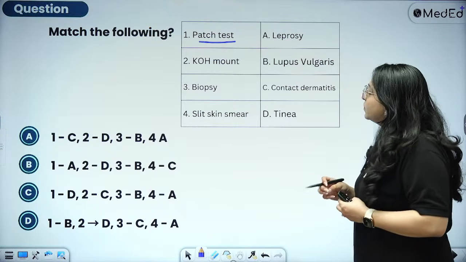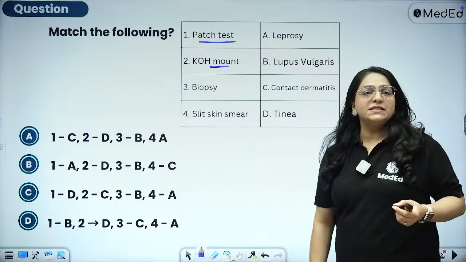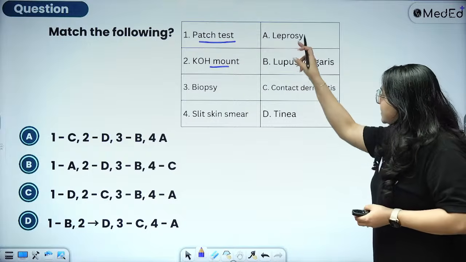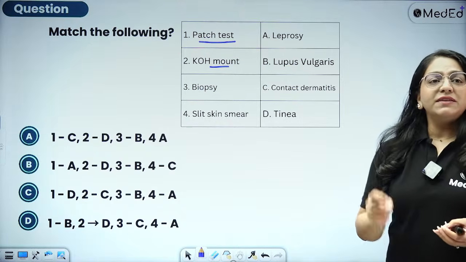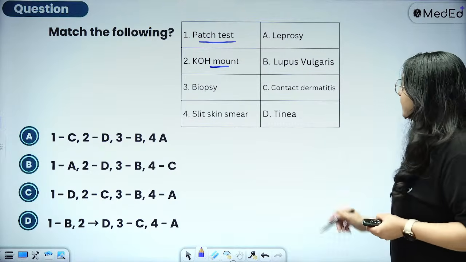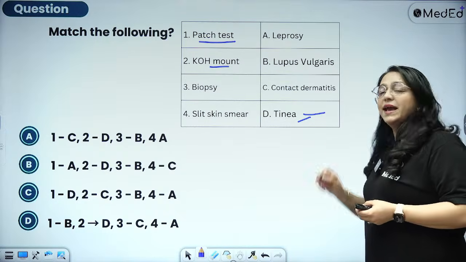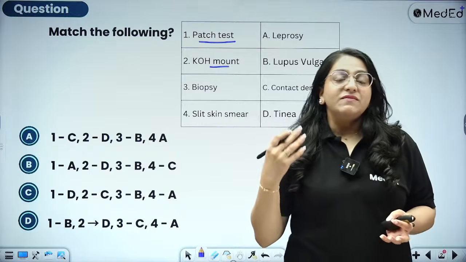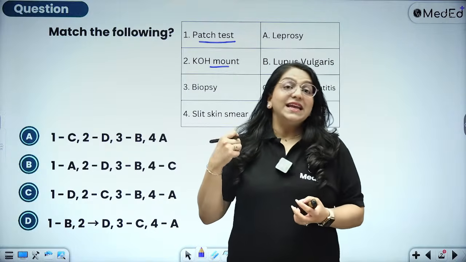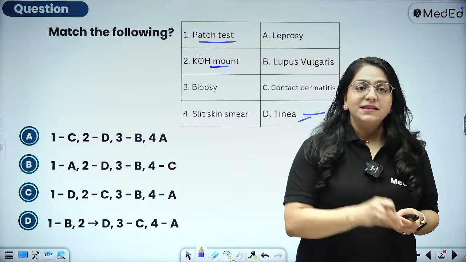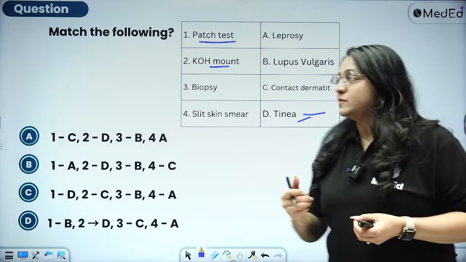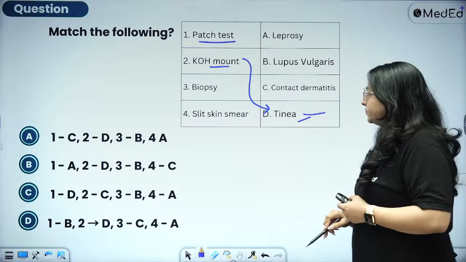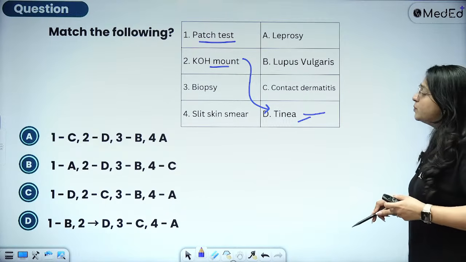So let's look at the other one, KOH mount. It must be some kind of fungal infection that they want to see, some kind of hyphae. Which out of these do you think is a fungal infection? The only one over here which is a fungal infection is tinea. So tinea is caused by dermatophytes. So dermatophytosis is tinea. Then you also have tinea versicolor or tinea nigra. Tinea versicolor is caused by Malassezia furfur, tinea nigra is caused by Hortaea werneckii. I understand that KOH mount should be applicable to tinea. Biopsy, leprosy or lupus vulgaris.